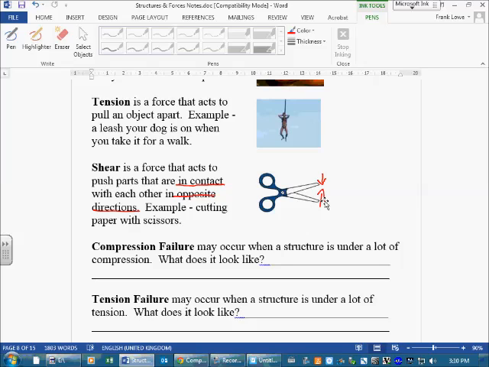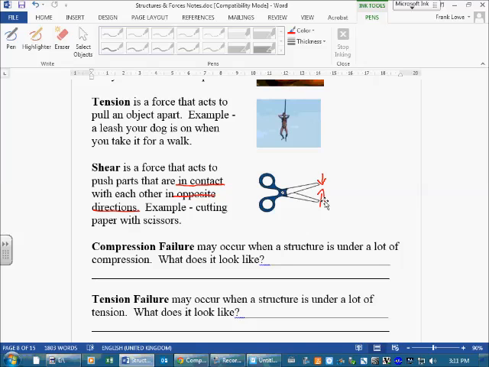Okay. Another example is if you're shaving your legs or your face or whatever you happen to be shaving. Okay. That razor is moving across your skin. Even though your skin isn't moving, when that razor is moving across your skin, it's as if those two pieces, the razor and your skin, are going in opposite directions. Okay, so that's an example of shear as well.